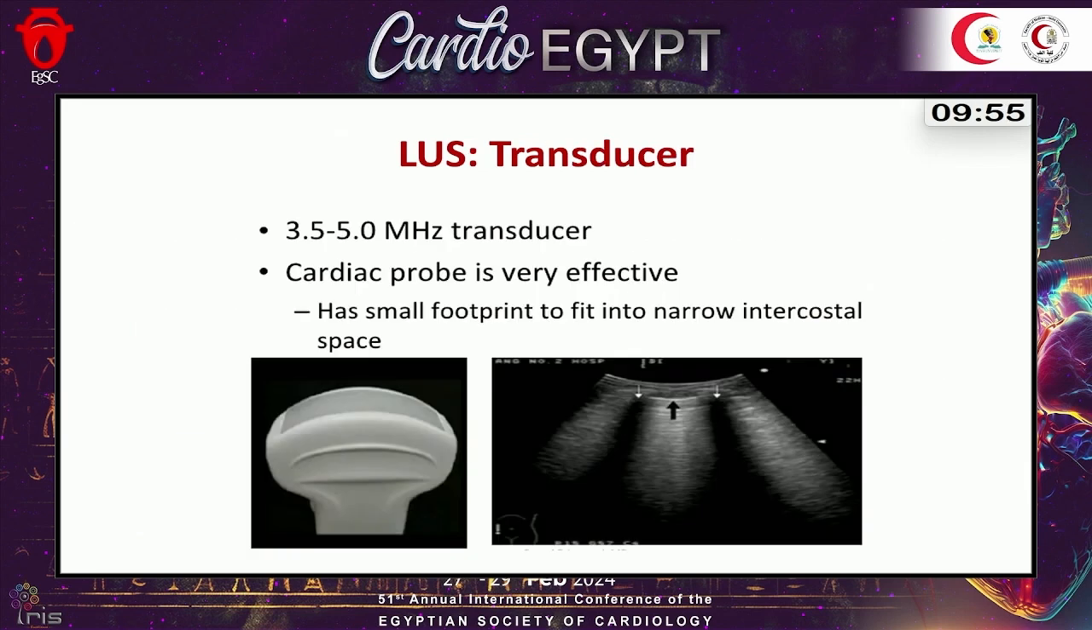So we use just the conventional transducer, a 3.5 to 5 megahertz transducer. The cardiac probe is quite effective. It has a small footprint to fit into the narrow intercostal space where we assess the lung tissue. It gives this image. The ribs, of course, will be obvious with these white arrows, and the lung tissue in between.